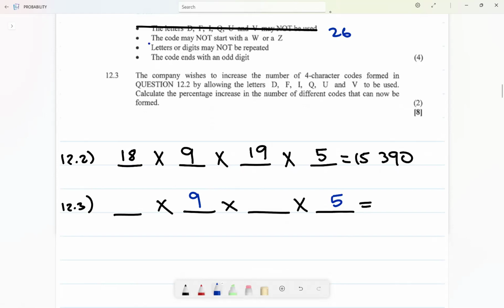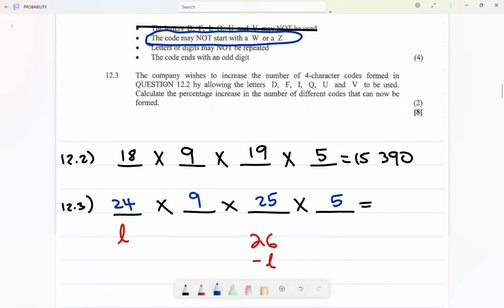But for the first position, we cannot use W and Z. So for the first position, I need to subtract 2. So it means for the first position, I have 24 letters to fight for that position. But on this one, we had 26 letters that we can fight for. Since we have already used one of the letters in here, we need to just subtract that letter. Let's say they used the letter L here. We just need to subtract that letter L, which is one letter. So here I'm going to have 25.